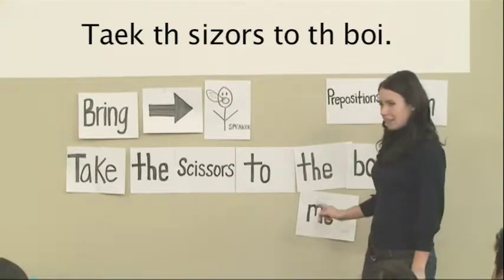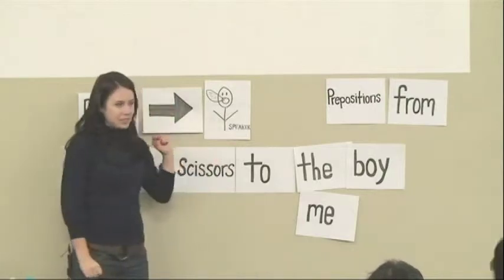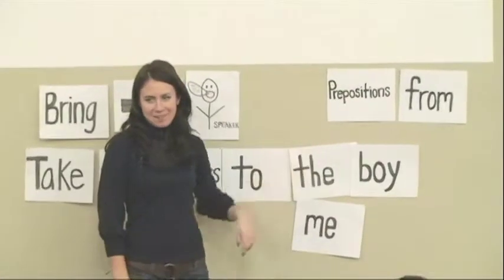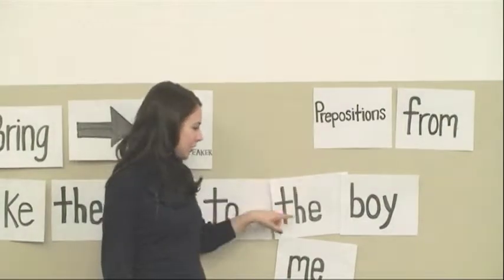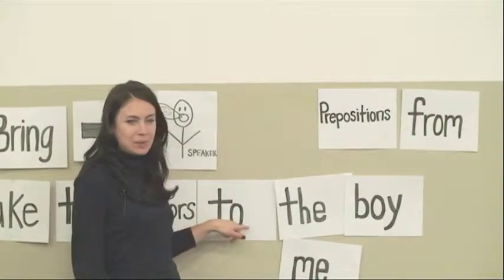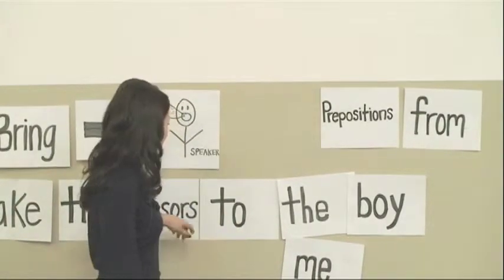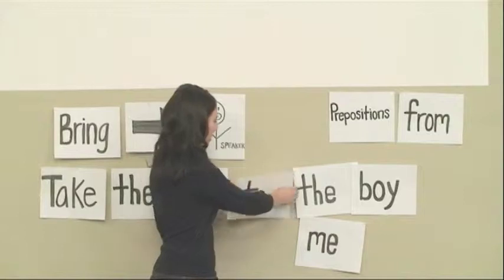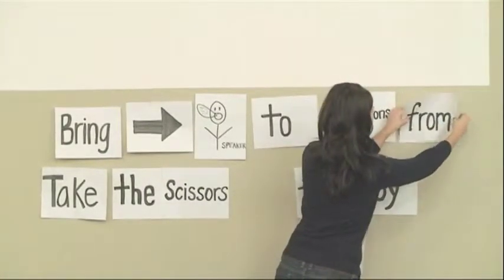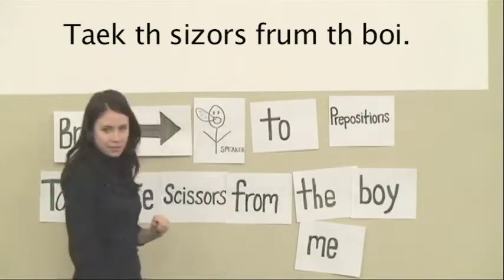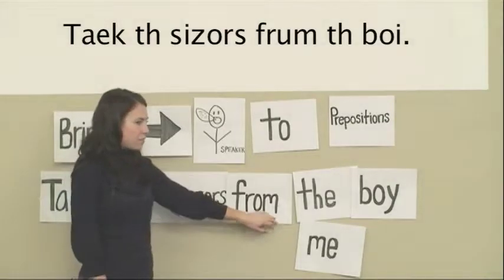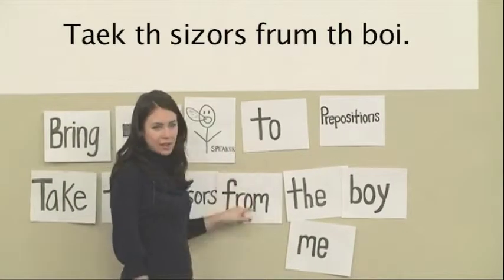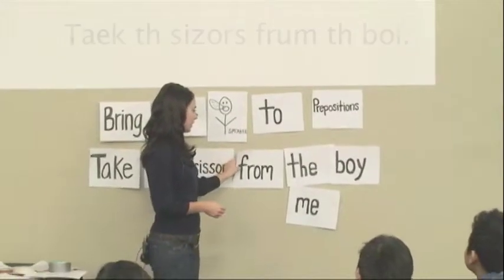Okay. And then another thing we have here with these sentences is prepositions. Does anybody know what a preposition is? No. Okay, a preposition is a word like from or like to. Those types of words are prepositions, and we use them a lot in sentences. So in this sentence, we have take the scissors to the boy. When we say take and bring, they often get used with to and from. So this one now says take the scissors from the boy. So we would take them away, right? So when you see bring and take, you'll often see the words to and from. They go along with it, okay? So that's an important thing to remember.